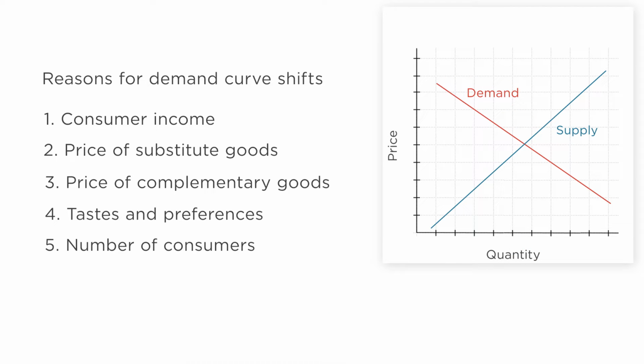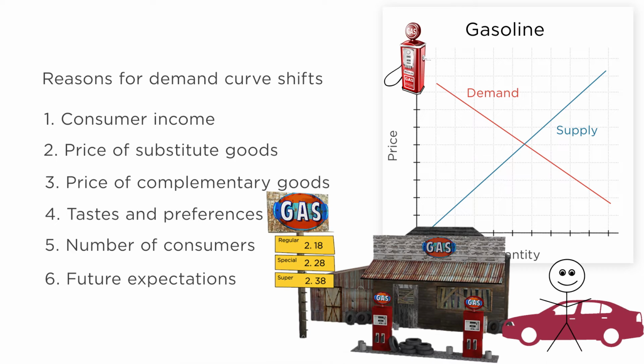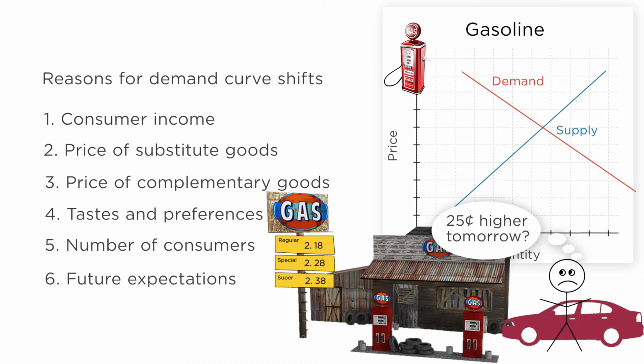Finally, the demand curve can shift because of future expectations. Imagine that everybody suddenly becomes worried that the price of gasoline is going to go up tomorrow. It hasn't happened yet, but it will if they wait a day. This can cause consumers to load up on gasoline today.